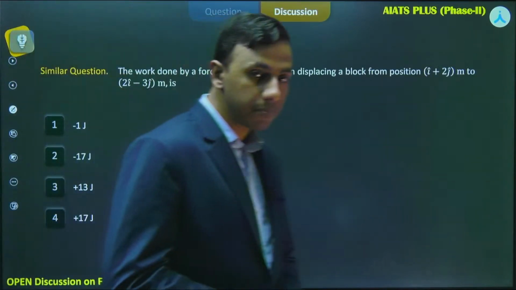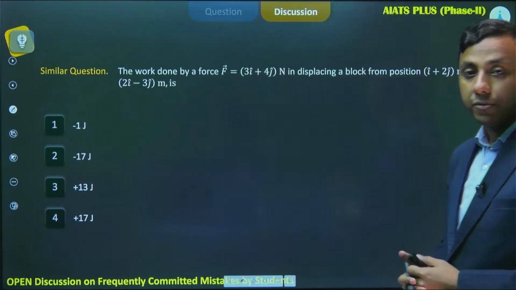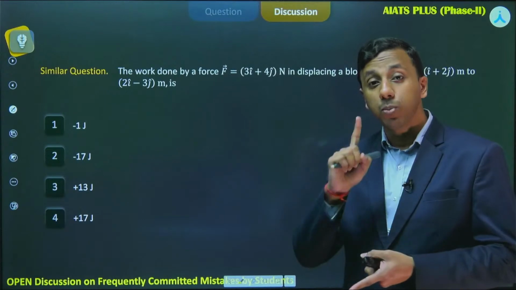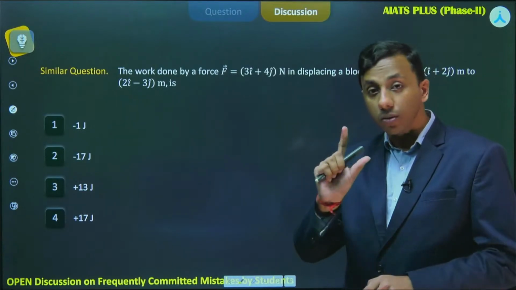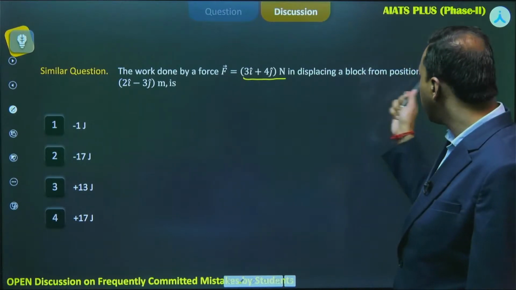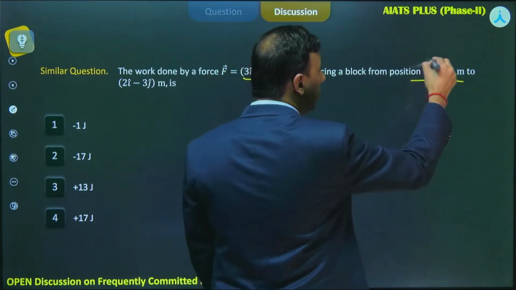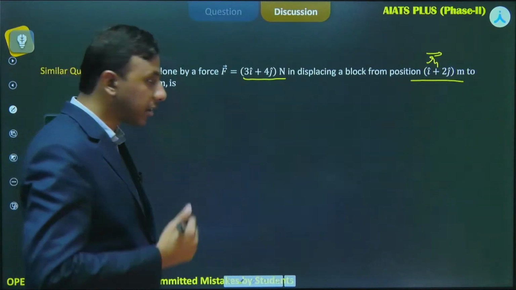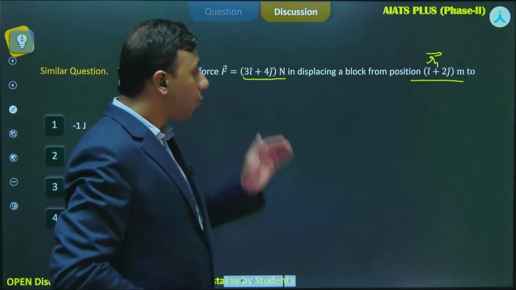Okay. Let's see another question, again from work done. See here, F vector is given. But if you see, in the previous 2 questions the force was variable. One force was varying with position, one force was varying with time. But this force is not varying, it's constant, right? See here, there is no x or t terms. And displacement from one position to another position is given. So this position I am taking as r1 vector. Remember, position we have to take as r vector. So r1 vector to r2 vector, one position to another position.